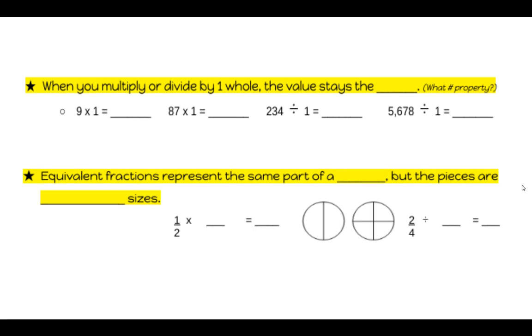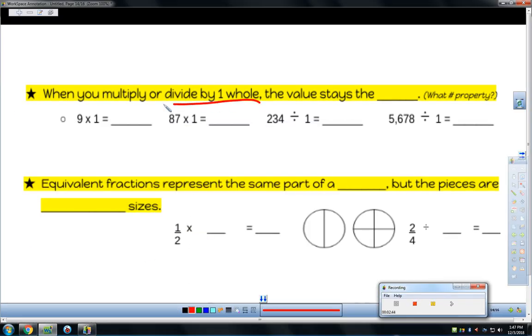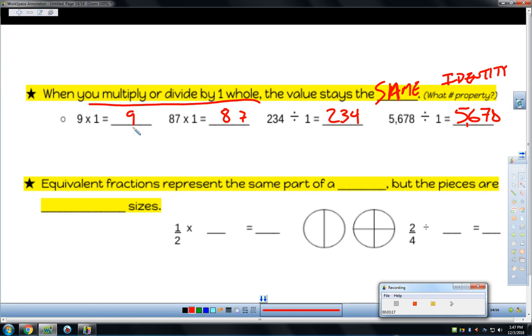So when you multiply or divide by 1 whole, your number stays the same. The value stays the same. And what property is that? That is the identity property. We'll start on the right and work left. I don't know, I'm feeling weird today. 5,678 divided by 1 stays the same. 234 divided by 1, you got it, stays the same. 87 times 1, you got it, stays the same. 9 times 1, you got it, stays 9.